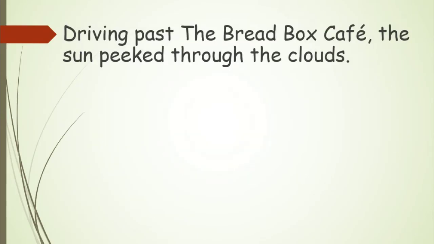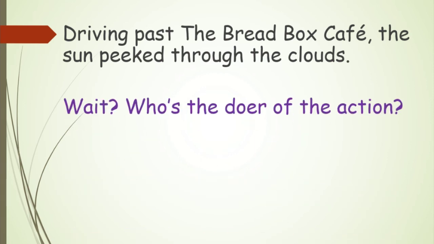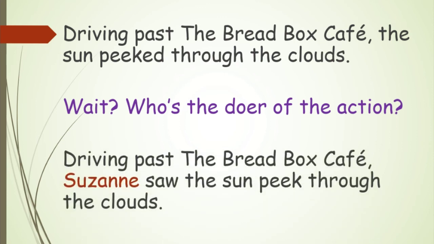Driving past the Bread Box Café, the sun peeked through the clouds. Wait, who's the doer of the action? This sentence implies that the sun was the doer of the action, that the sun was driving past the Bread Box Cafe. How are we going to correct the sentence? First, we should name an appropriate doer of the action or subject of the main clause. So for example, driving past the Bread Box Cafe, Suzanne saw the sun peek through the clouds. So the doer of the action is Suzanne.